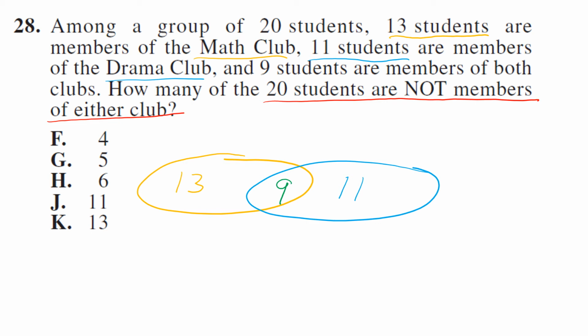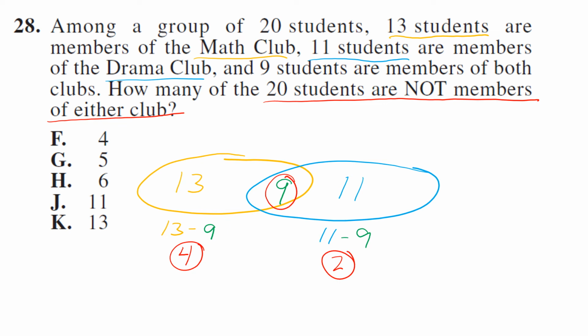How many are just drama? To get that, we have to say 13 minus 9, since this group is a member of both. That means we have 4 students that are just drama. Now, what if we want to know the same thing for just math? I'm sorry, that's the math side. So 11 minus 9, the both, means that 2 are just math club. So 4 just drama, 2 just math, 9 both.